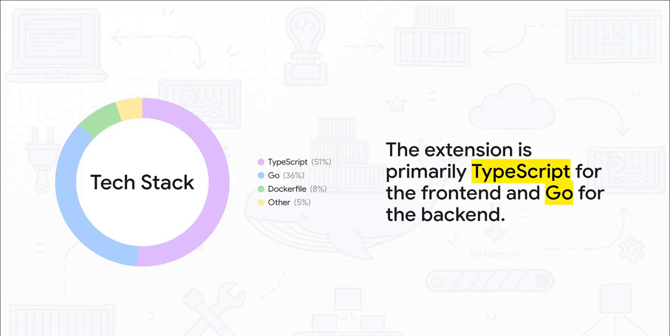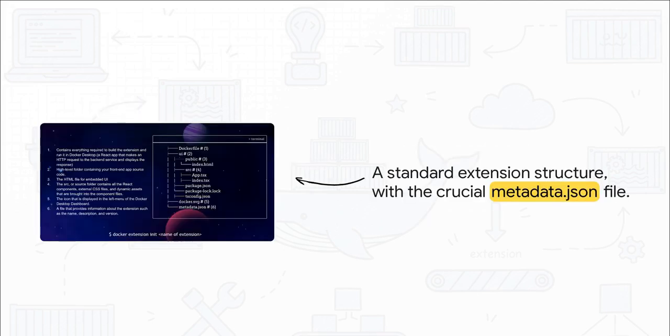And if we look at the project's tech stack, you can see that 3-layer split pretty clearly. The front end is almost all TypeScript, and the back end is powered by Go. That's a super common and really powerful combo for building this kind of developer tooling. The file structure itself is going to look really familiar to anyone who's worked on a modern web project. You've got your Dockerfile, your UI code, but there's one really critical file here, metadata.json. That's the manifest. It's the file that tells Docker Desktop everything it needs to know to load up your extension, from its name all the way to its icon.